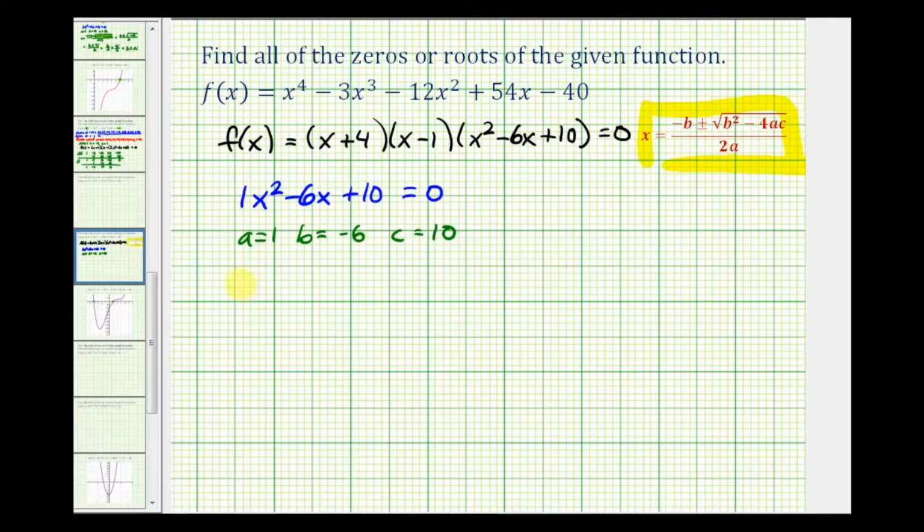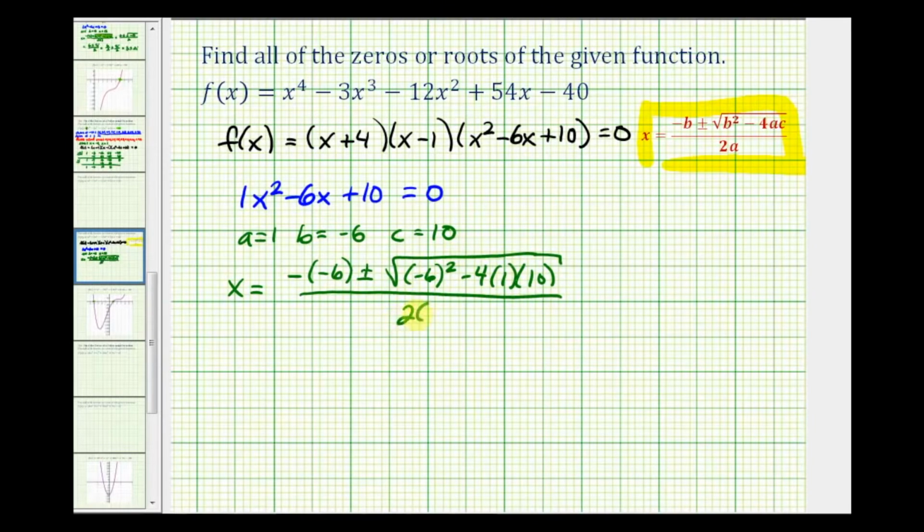We have x equals negative 6 plus or minus the square root of b squared, it's negative 6 squared, minus 4ac, where a is 1 and c is 10, all over 2 times a, or 2 times 1. So this becomes positive 6 plus or minus the square root of, here we have positive 36 minus 40, that's going to be negative 4, all over 2.